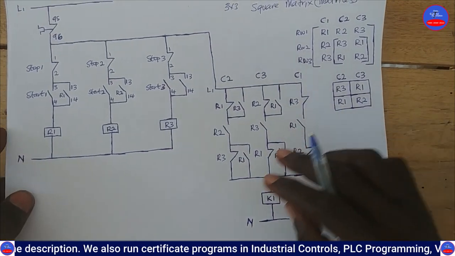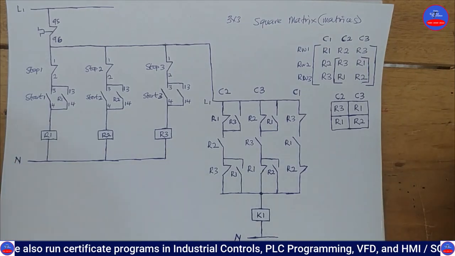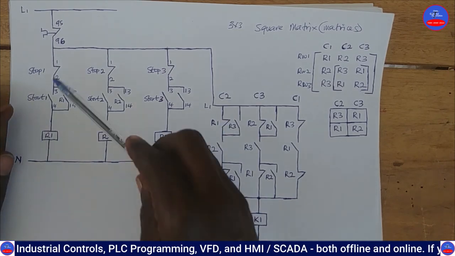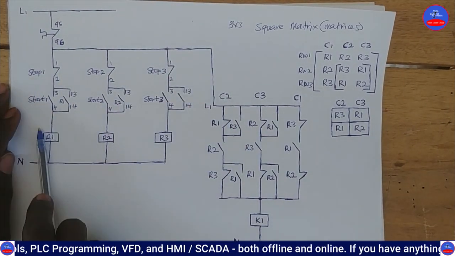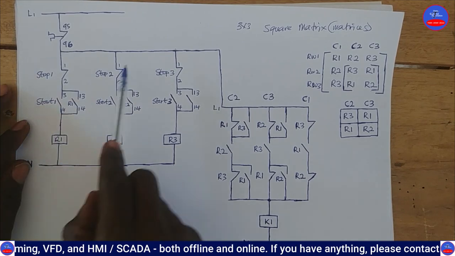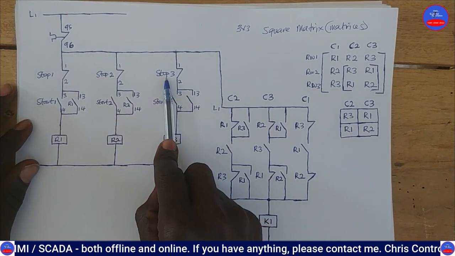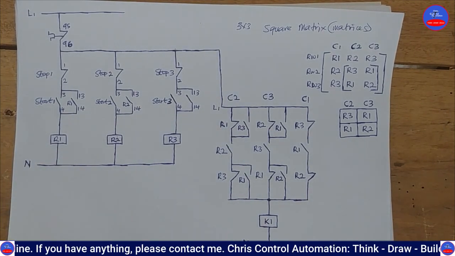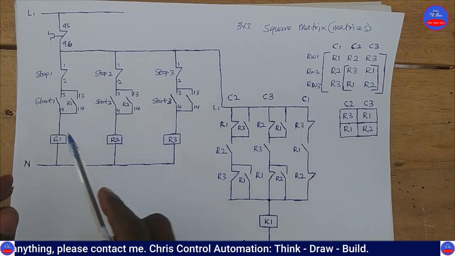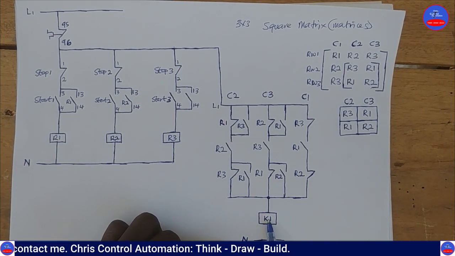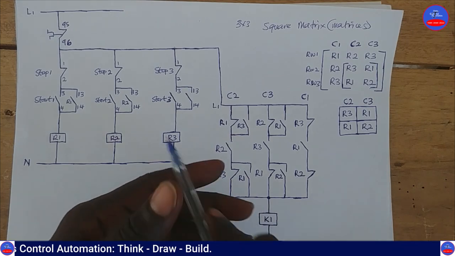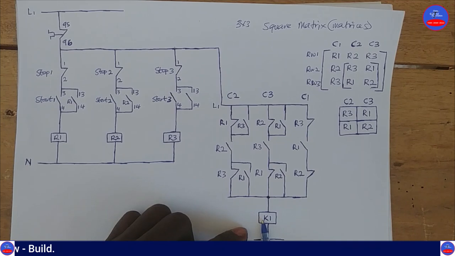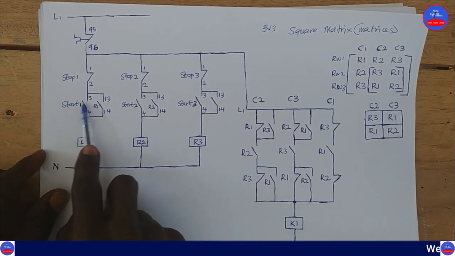All right, so now we are done with the control logic. Let me explain the circuit. You see, we have our start and stop 1 here: stop 1, start 1, stop 2, start 2, stop 3, and then start 3. What we are going to do is energize this contactor or motor. We are going to energize this contactor using any of these push buttons.